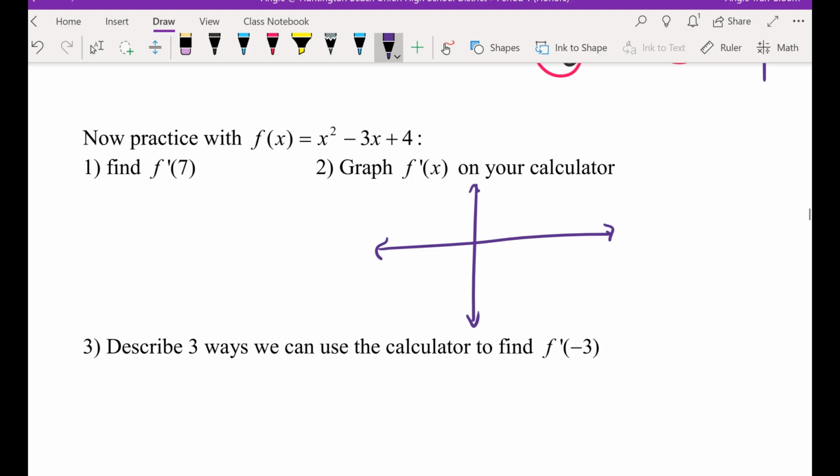Oh no, it has to intersect the y-intercept a certain way. You found the derivatives. How do you graph it out? Graphing derivatives is so fun.